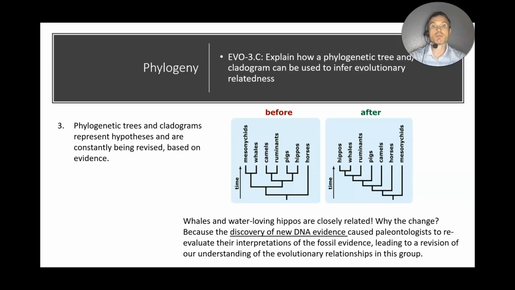So you can see this example right here with whales. Whales were once thought to be more closely related to the mesonychids. After the discovery of new DNA evidence, paleontologists have actually rearranged these phylogenetic trees, and now hippos and whales are more closely related to one another. So what you can notice here is that these phylogenetic trees can be changed if new evidence supports that change.